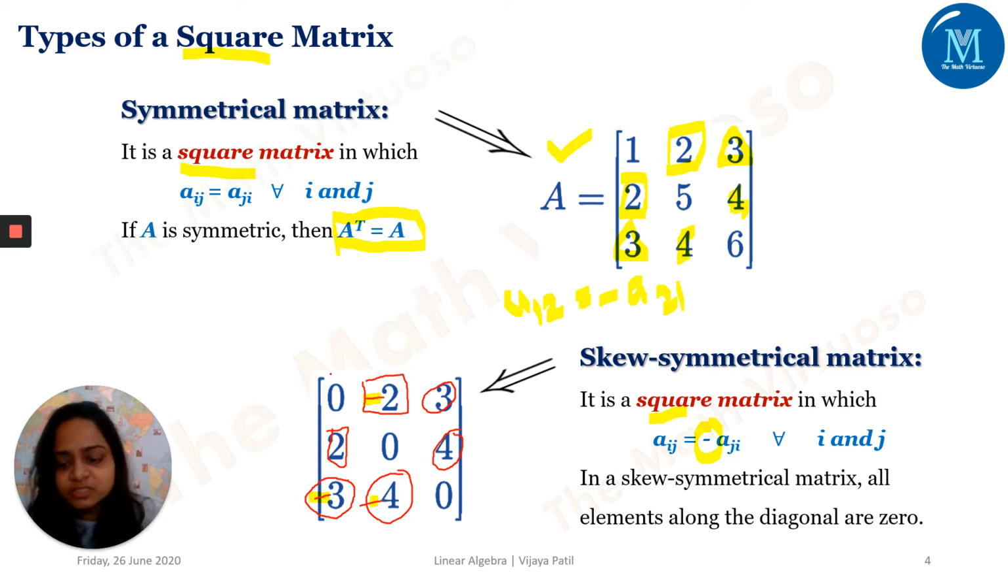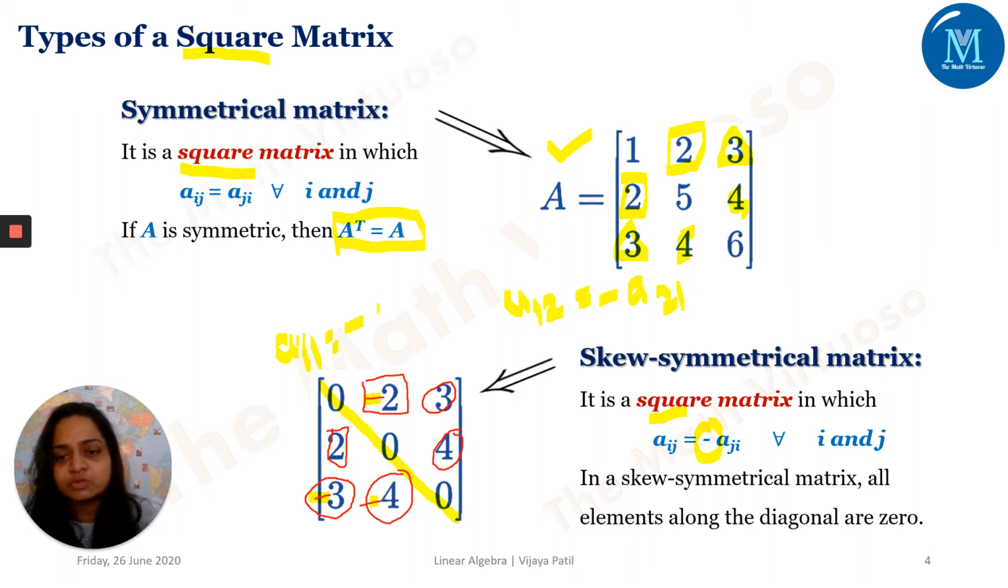If you observe the diagonal elements, they are 0, 0, 0. Why is that so? Because Aij is equal to minus Aji. This is a very important property, and most of the time you will get a question in the exam based on this property.